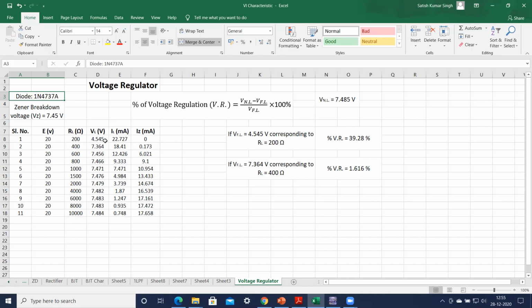Here you can observe the voltage variations. The voltage was 4.545, and then it suddenly changes to 7.364, and then the voltage changes very slowly, because it has already entered the Zener breakdown region. So you can see the abrupt change. When we talk about the no load condition, the meaning is that the load is not drawing any current. When no load is connected, the load is not drawing any current.